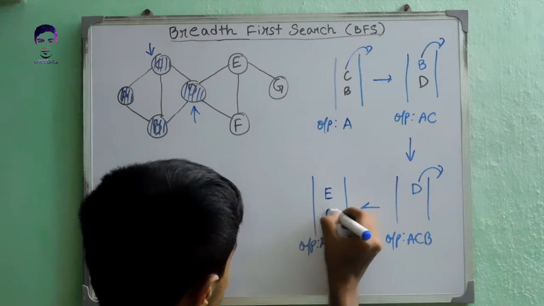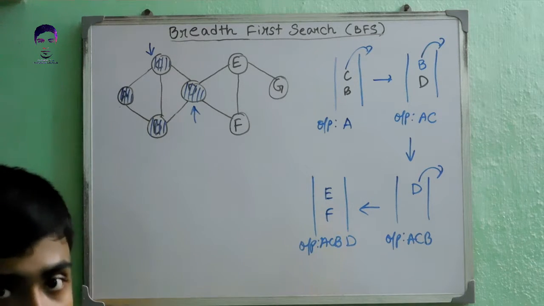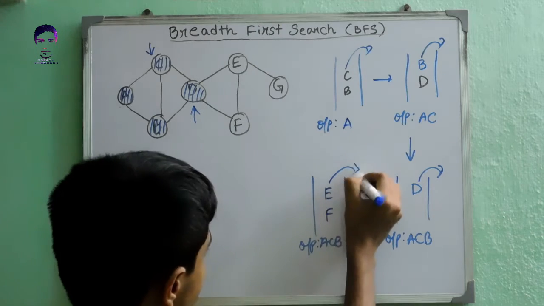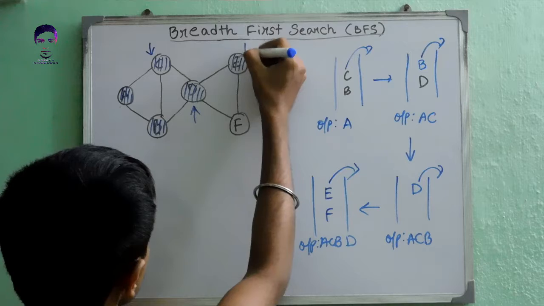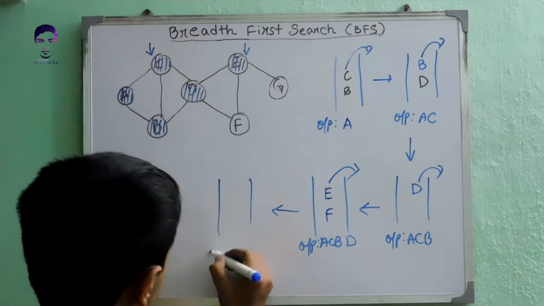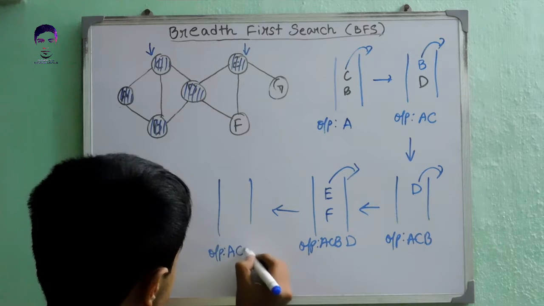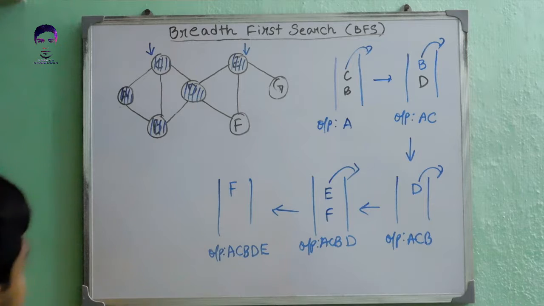So E and F. Now since E is at the top of the queue, we will pop it out, or rather dequeue it, and update our currently working node to E, and here we will update our output, that is A, C, B, D and E. So we are left with F.